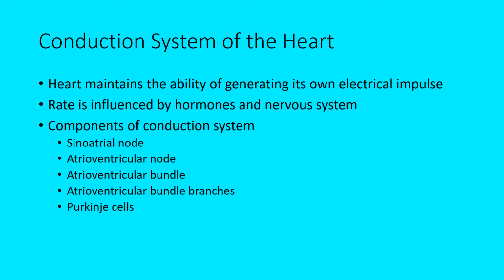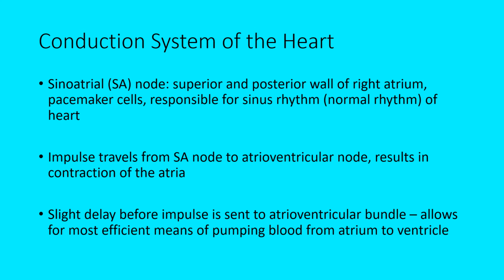The components of the conduction system are composed of these parts: the sinoatrial node, the atrioventricular node, the atrioventricular bundle, the atrioventricular bundle branches, and the Purkinje cells. So, where are these and what does it mean? The sinoatrial node, which is often abbreviated as SA node, is located in the superior and posterior wall of the right atrium. Know your directional terms. So that means it's in the upper back wall of the right atrium.